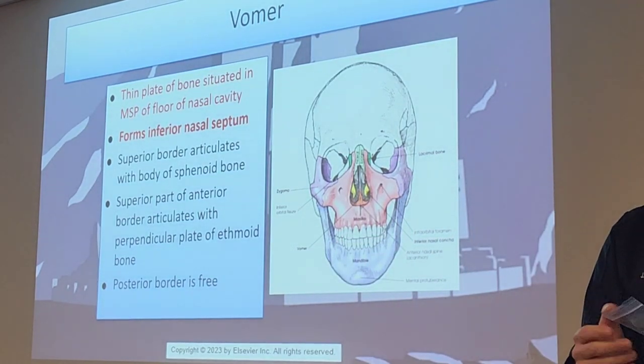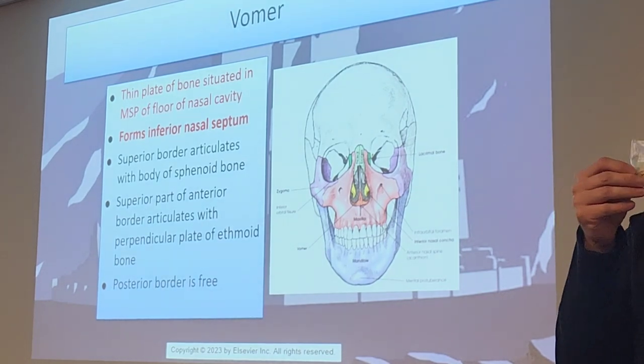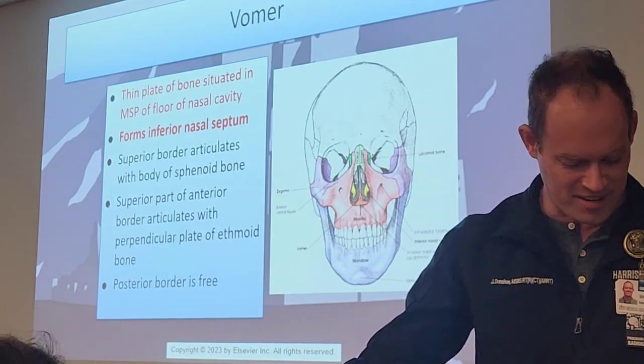I do have a vomer in here. Let's see. I know I saw it. Yeah, there's the vomer. It kind of looks like a weapon too, something you could stick somebody with. But he was on a mission. You can pass that around.